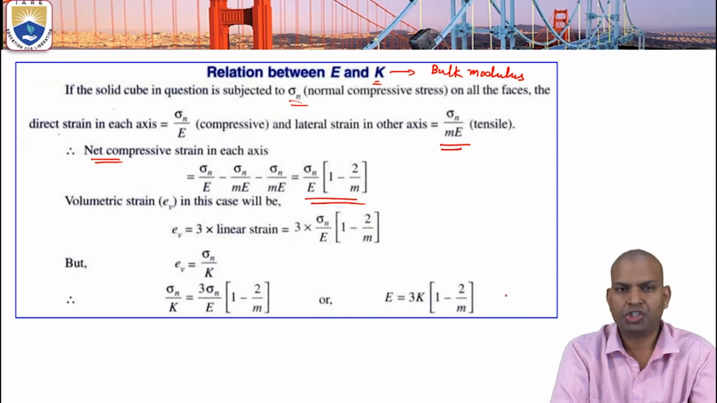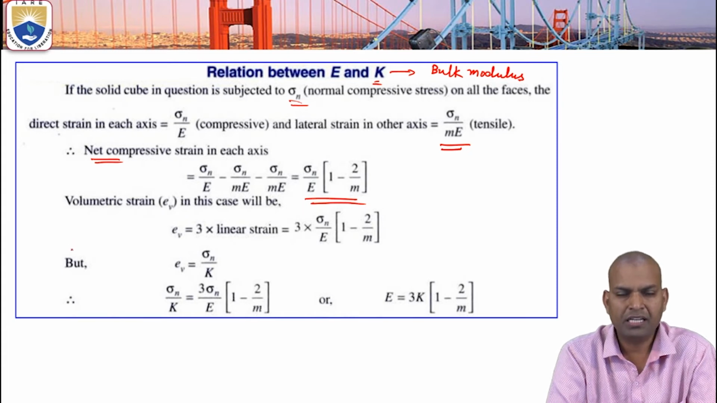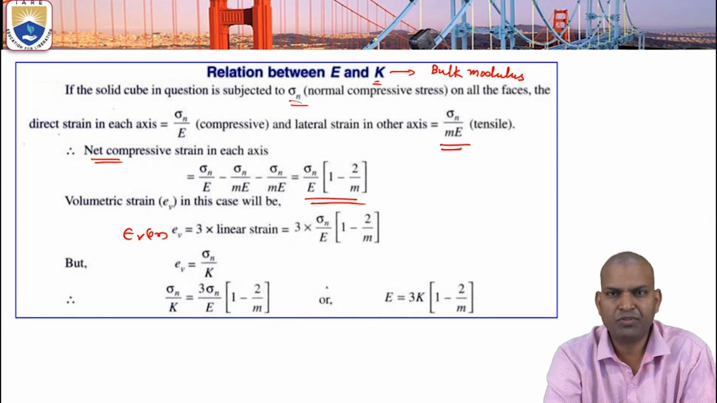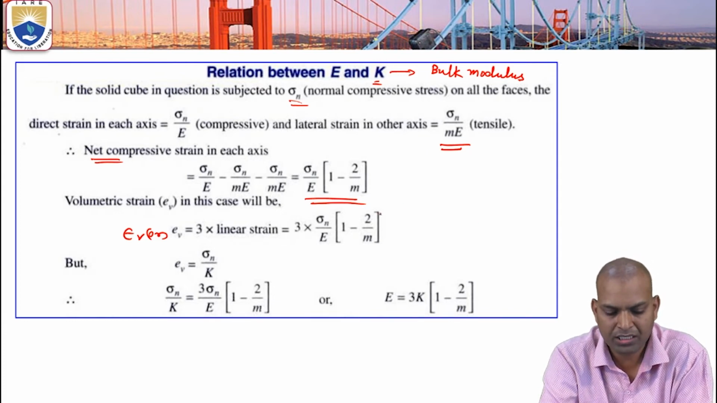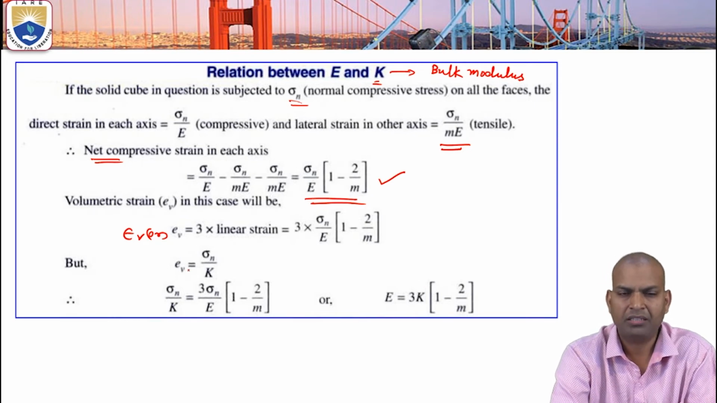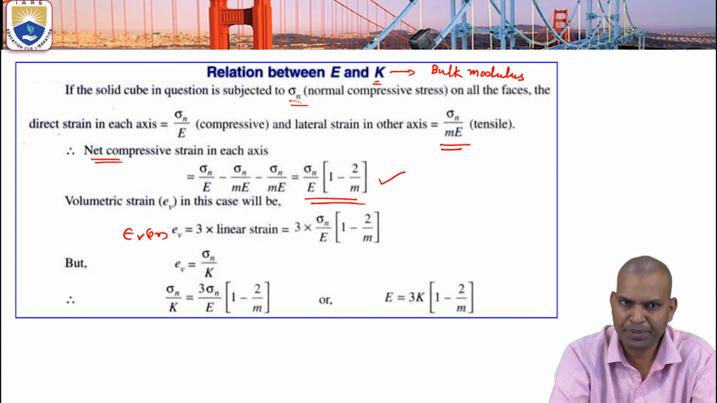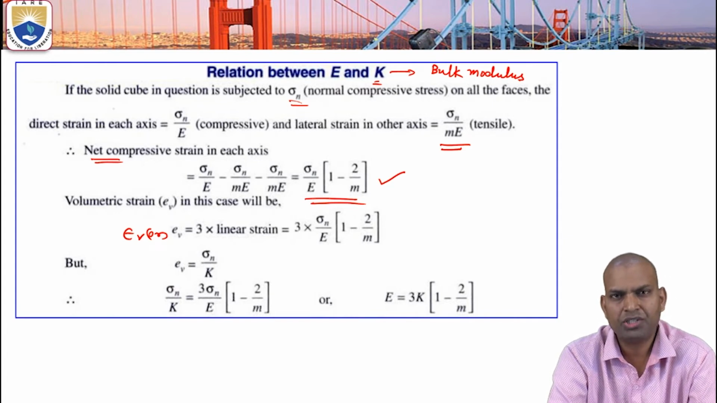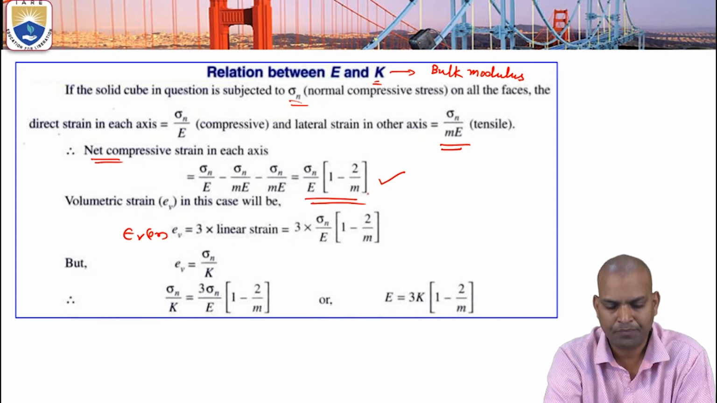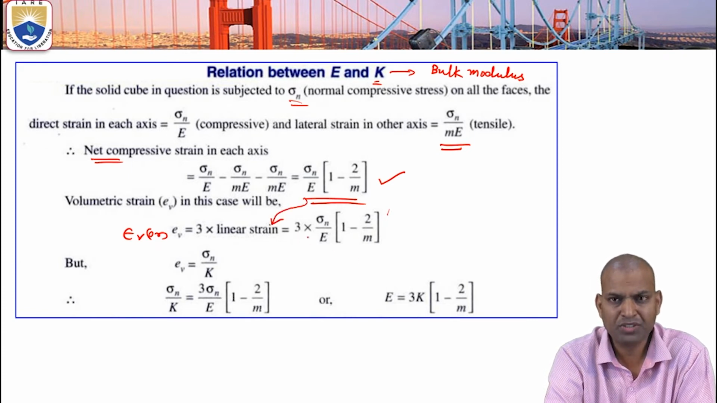Now what is volumetric strain? The volumetric strain is denoted by EV or epsilon V. It equals 3 times the linear strain. The linear strain is already obtained here. The linear strain can be compressive or tensile. Here the linear strain is the net compressive strain, that is sigma n by E times 1 minus 2 by m. Substitute that in place of the linear strain. Then it is 3 times sigma n by E times 1 minus 2 by m.